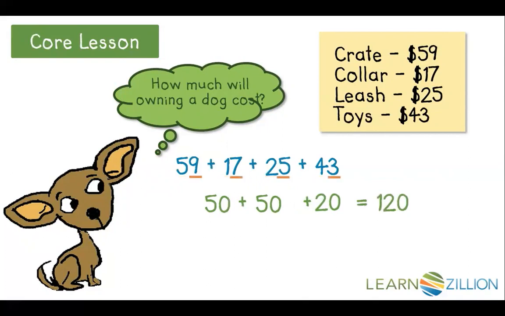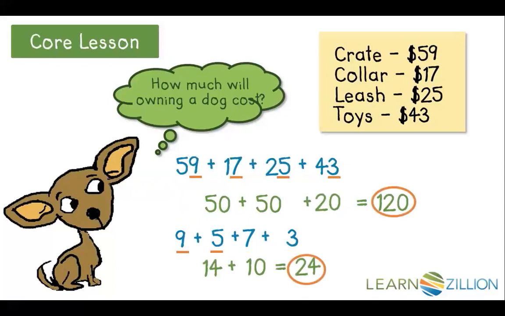I can now add together the ones. 9 plus 7 plus 5 plus 3. If I rearrange the addends, I can add 7 plus 3 together to get 10. And then 9 plus 5 together to get 14. I can easily add 14 plus 10 to get 24.